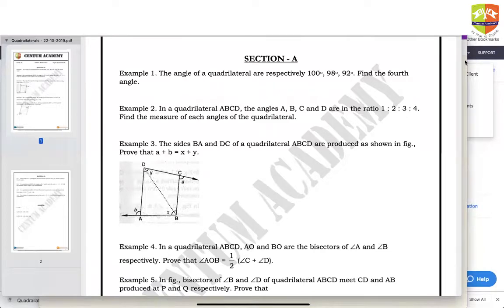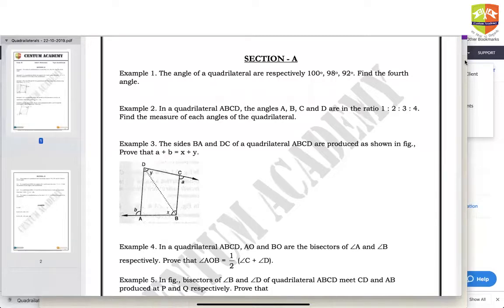Now, second question. In a quadrilateral ABCD, the angles A, B, C and D are in the ratio 1 is to 2 is to 3 is to 4. Find the measures of each angle of the quadrilateral. Okay, first answer is 70. First answer is 70. Why?